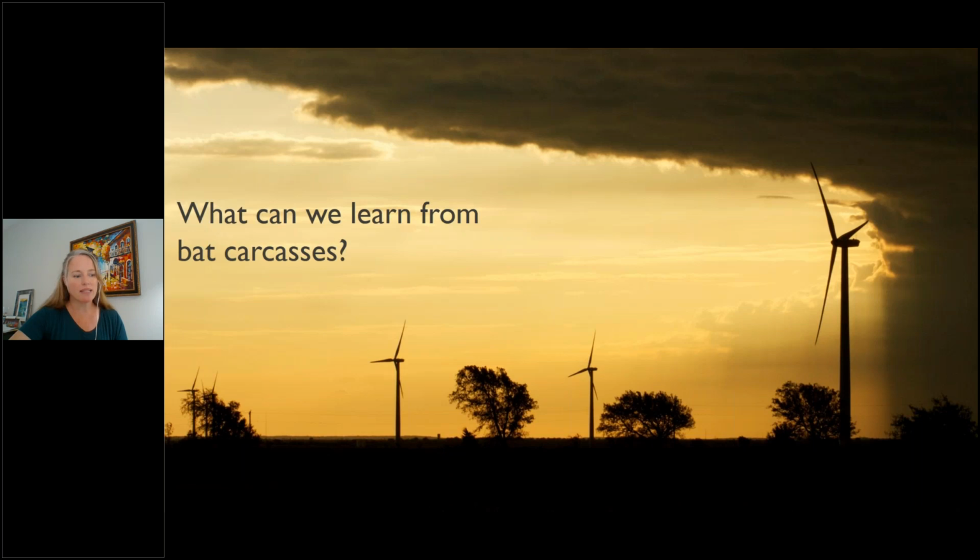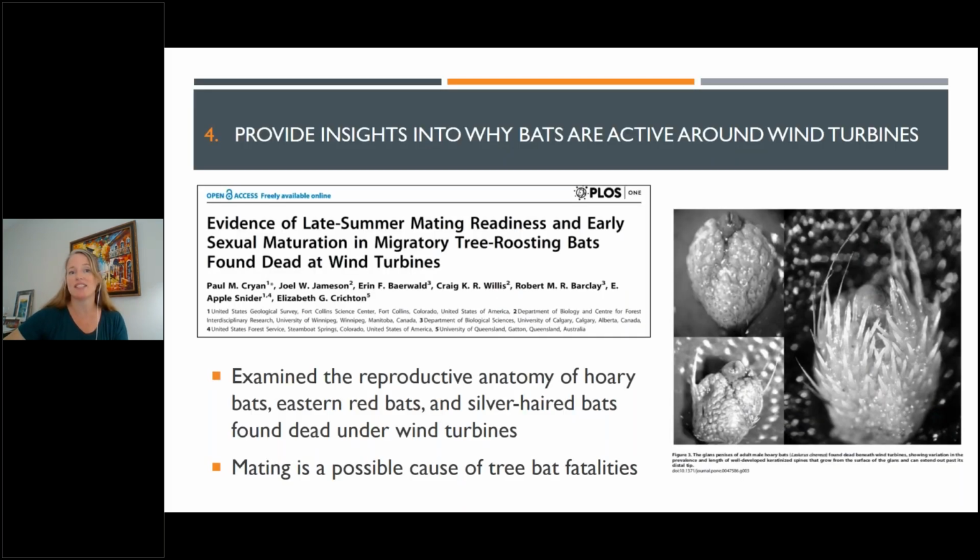So what can we learn from bat carcasses? I've just got a couple of quick examples there. I think we can learn a lot, and it provides insights into why bats are active around wind turbines and helps us think about potential solutions to minimize this activity. So this is a paper by Cryan et al. from 2012, and they examined the reproductive anatomy of hoary bats, eastern reds, and silver-haired bats found dead under wind turbines. And what they discovered was that males and females were mating ready and concluded that mating is a possible cause of tree bat fatality. So it provided some important information about the timing of reproductive condition for these species that we didn't previously know.